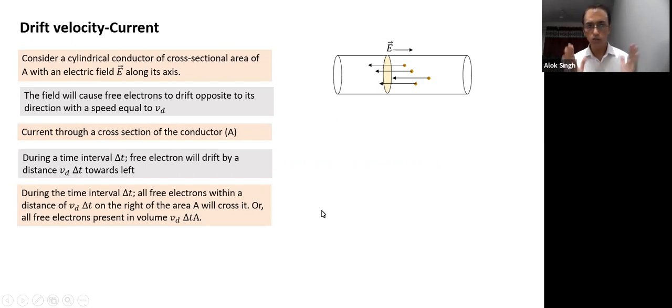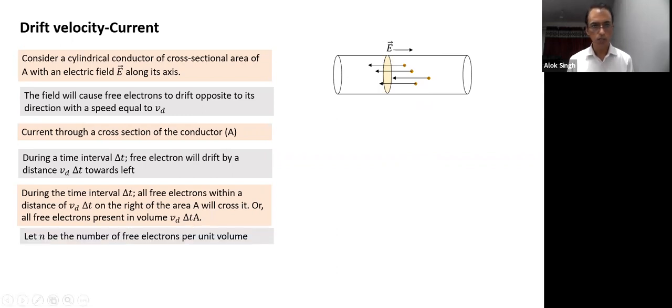So how many electrons will cross? All free electrons which are present within the length equal to Vd delta t. Length is Vd delta t, cross section is A. So all electrons which are present in a volume equal to area of cross section into Vd delta t will cross. We have come to a simpler expression. Let's define how many electrons are there per unit volume. Let n be the number of free electrons per unit volume.